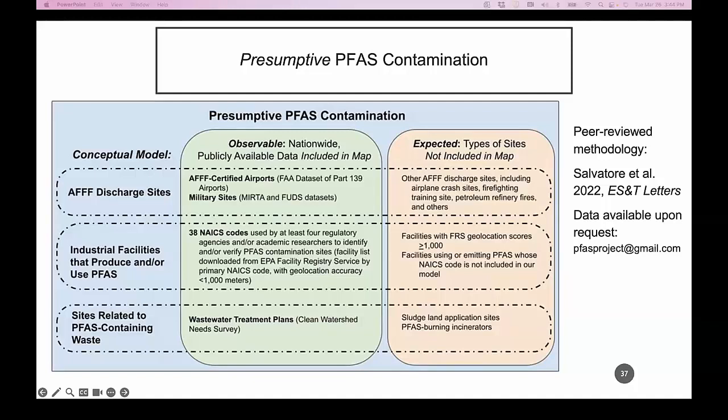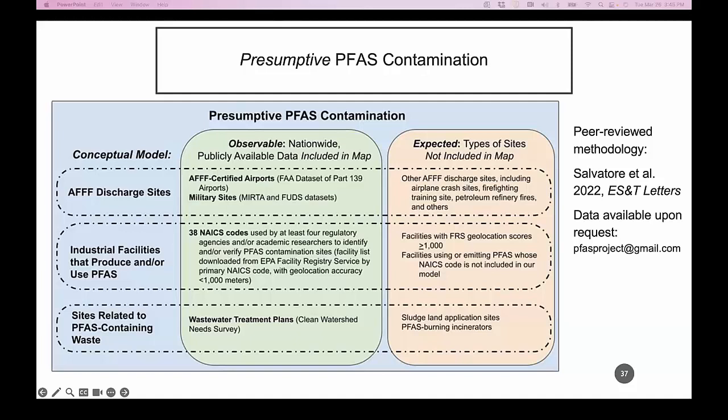But there are other types of presumptive contamination sites for which high quality geolocation data does not exist, at least not at the nationwide scale. To give another example from the AFFF category, there's no nationwide data set that shows all the places where firefighters have trained with AFFF, or all of the airplane crash sites around the country where AFFF has been used.